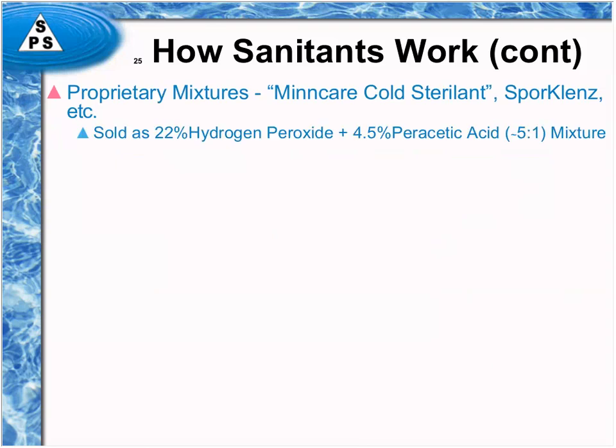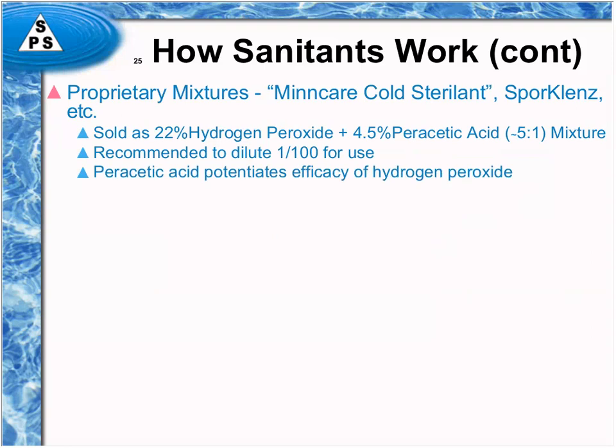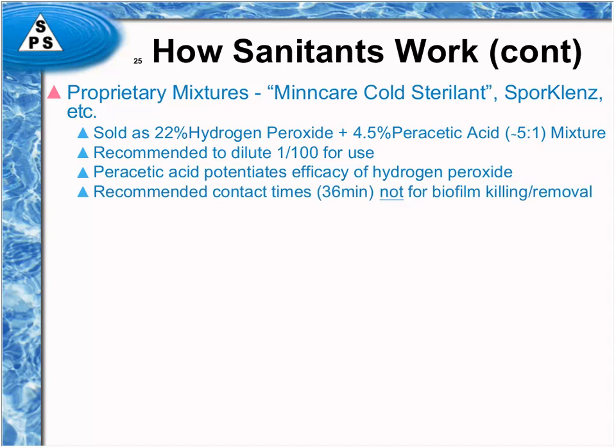These proprietary mixes like MinCare, Spore Cleanse, and whatnot are usually about a 5-to-1 mixture of hydrogen peroxide to peracetic acid. Usually they have recommended use solutions of about 1 to 100, which makes it pretty dilute when you think about it, but you can use it at those dilute concentrations because the peracetic acid tends to potentiate the efficacy of hydrogen peroxide by forcing it to degrade to hydroxyl free radicals.